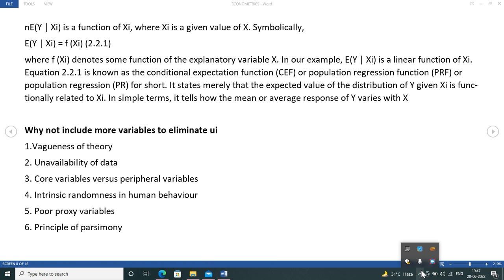After that, we dwell into the OLS method, or ordinary least squares method, where we'll be minimizing this UI so that we get a better estimator through which we can estimate PRF, and then later we can use those parameters to accurately measure and predict the future values of the dependent variable using the fixed independent variable.